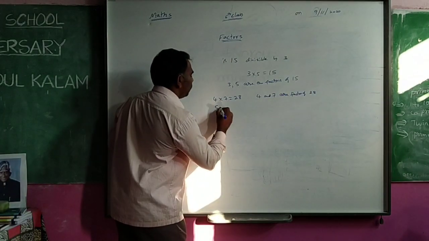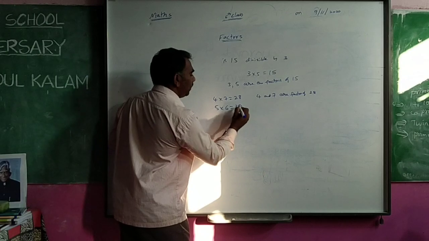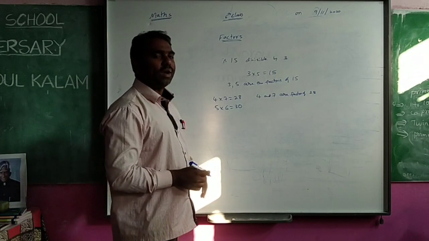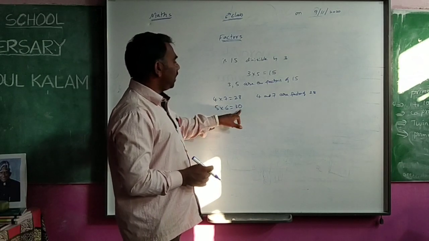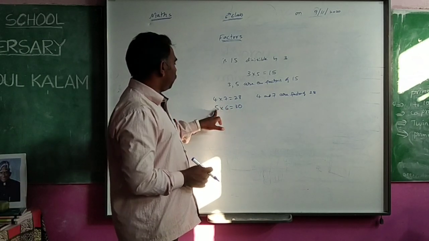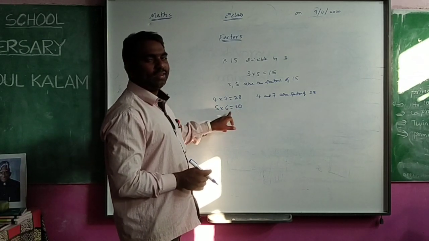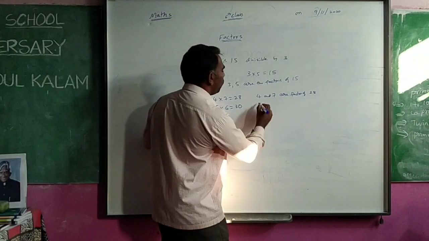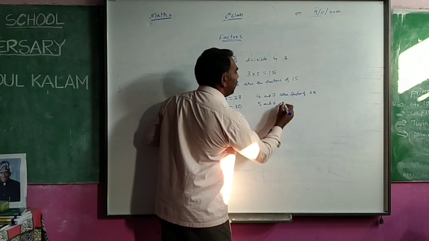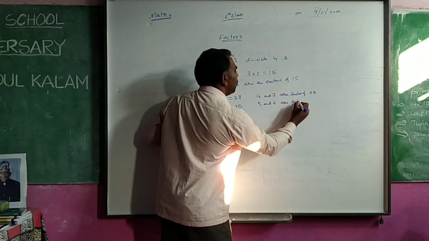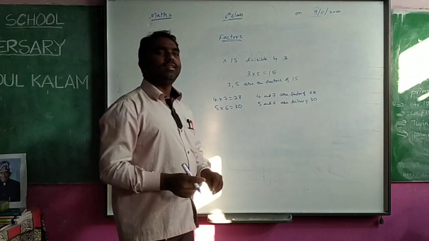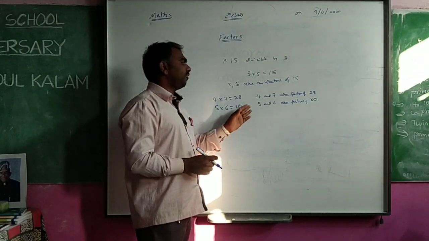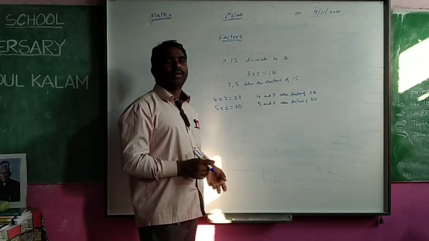You see this, 5 6s are 30, you know that. So what is the meaning of that? In the 5 table, 30 is there. In the 6 table also 30 is there. So what can you say? 5 and 6 are factors of 30. So this is the way of saying the factor. That is the meaning of factor.